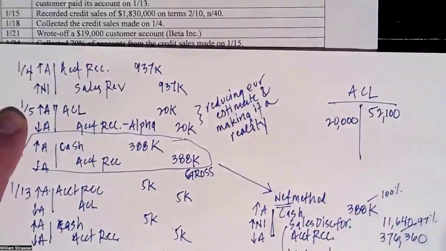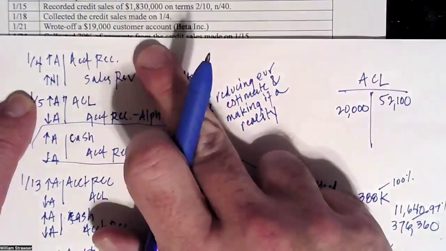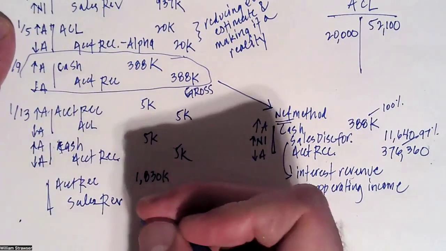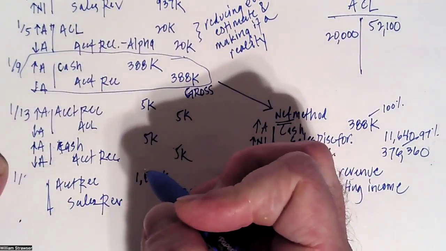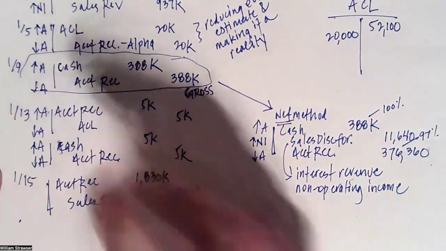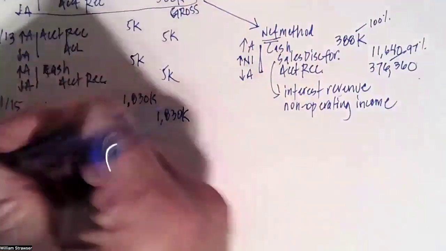Wrote off another customer account. And again, this one I do just want to remember the narrative. If I wrote off a customer account, I'm able to identify them. Then I definitely, most definitely, sorry, I was messing up my dating here. All right, 115. Oh, we did miss one. I did miss one. 118, collected the credit sales made on 1/4.